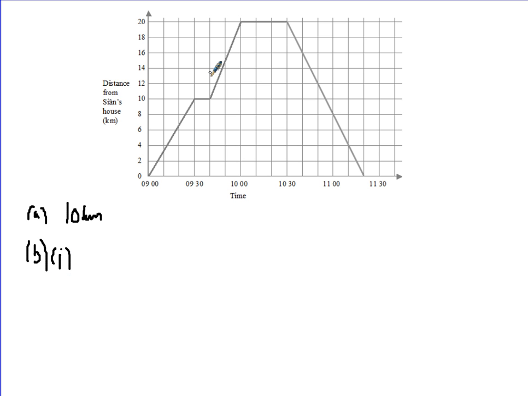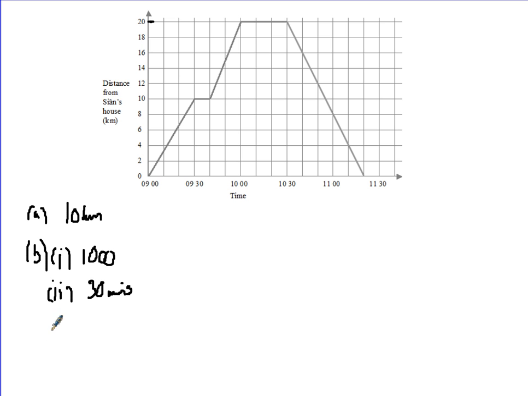Part B, part 1, the library's 20 kilometres away from Cyan's house, so it's up here. At what time did she arrive at the library? So she arrived at the library at 10 o'clock. Part 2, how long did she spend at the library? So she stood here for 10, 20, 30 minutes, so 30 minutes there.